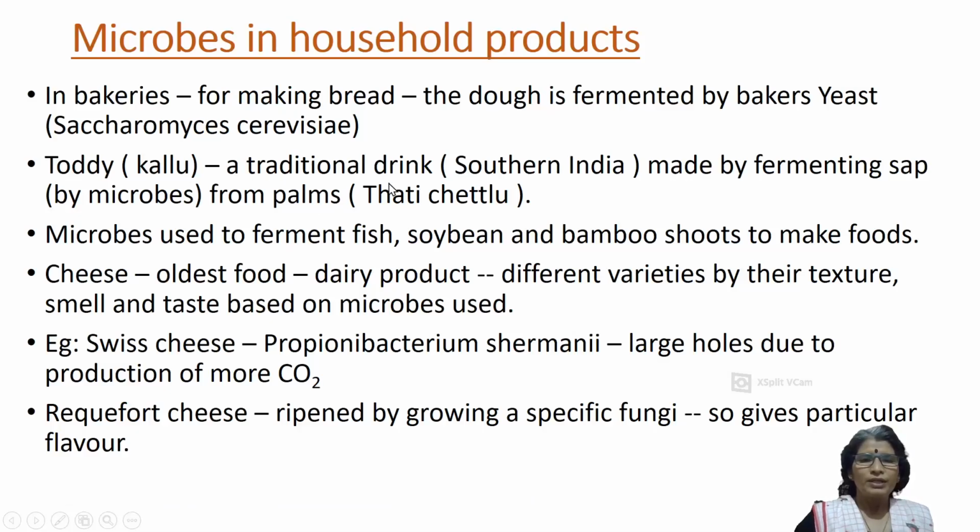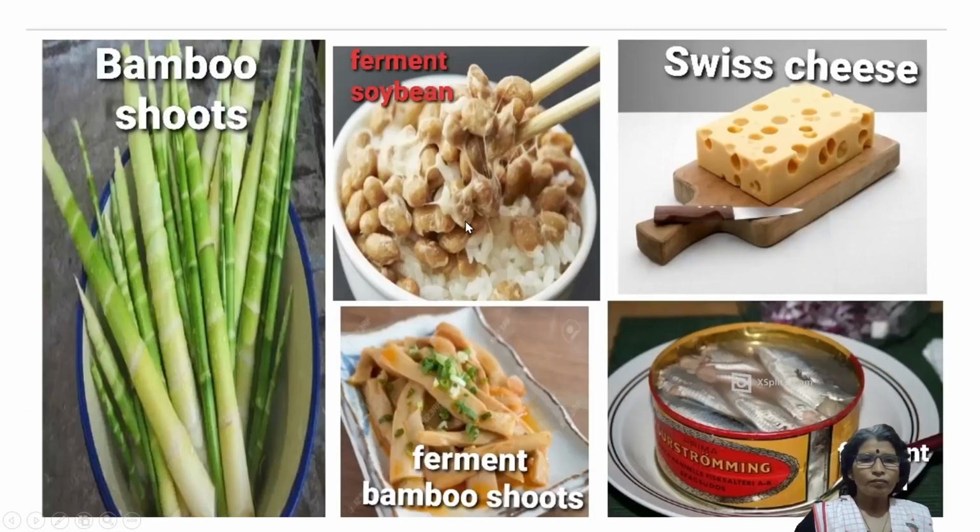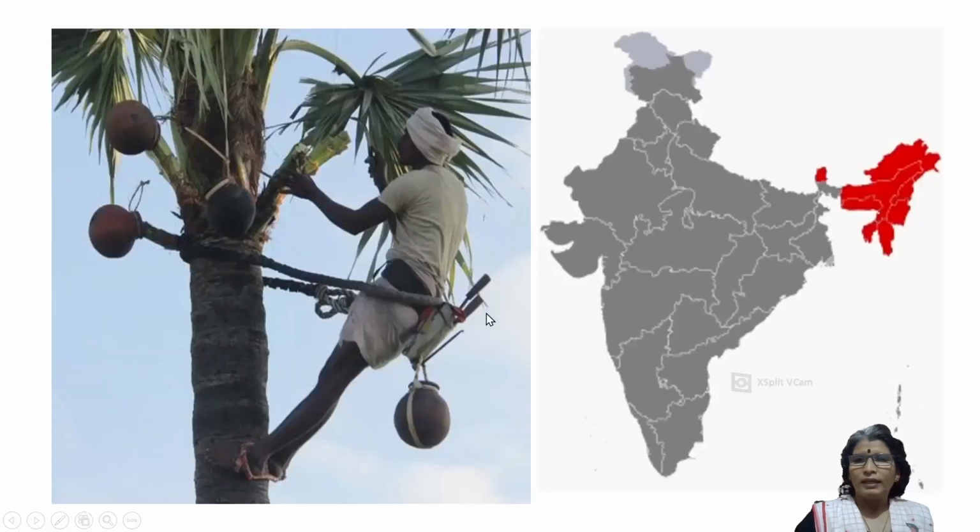That is a traditional drink. And microbes are used to ferment fish, soya bean and bamboo shoots to make foods. Here these are the bamboo shoots. These are the fermented bamboo shoots. These are raw bamboo shoots. After fermentation, they are converted into soft and very tasty ones. By using these fermented bamboo shoots, we can cook. This type of food is commonly eaten by the people living in the northeast states of our country: Arunachal Pradesh, Meghalaya, Mizoram, Manipur, Nagaland, Tripura, and even Sikkim also.